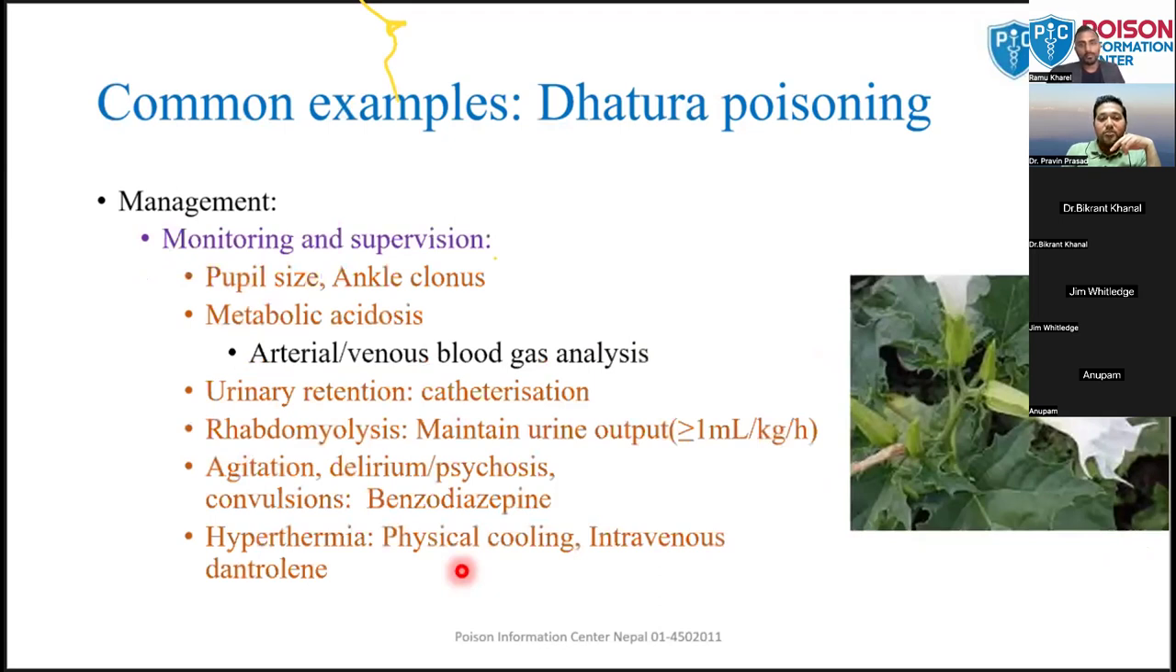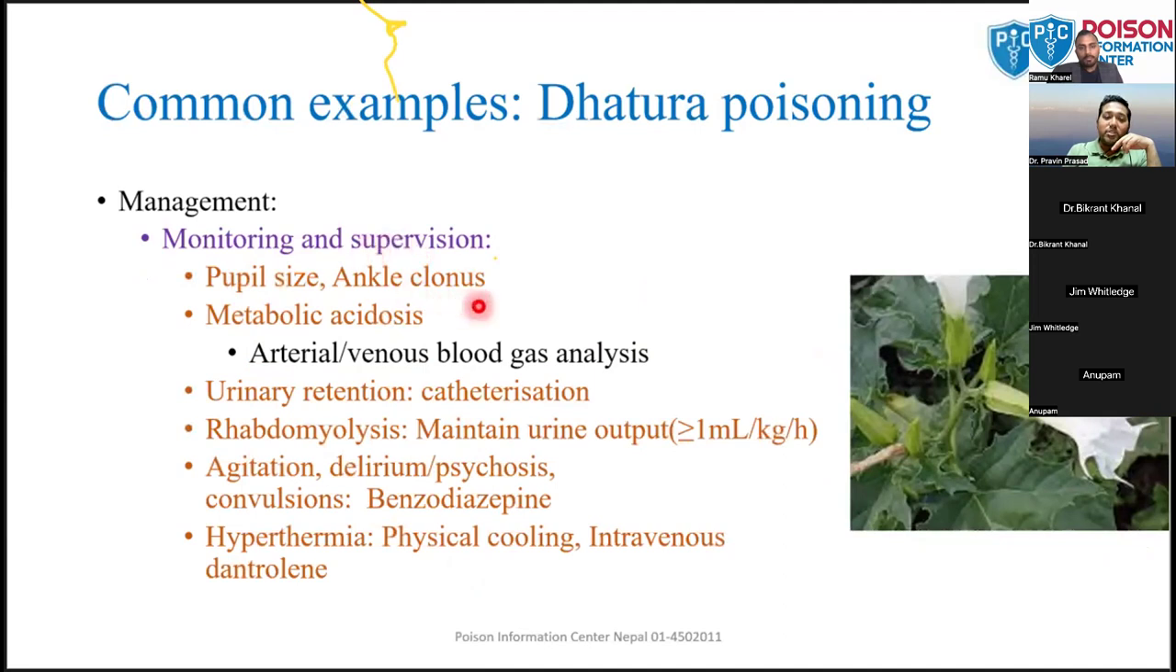So monitoring and supervision, you want to check for the pupil size. Initially, it will be a mydriatic, dilated pupil, not reactive to light. Later on, as the drug gets eliminated from the body, the pupil will start reacting to the light and will become smaller. Miosis can be seen.